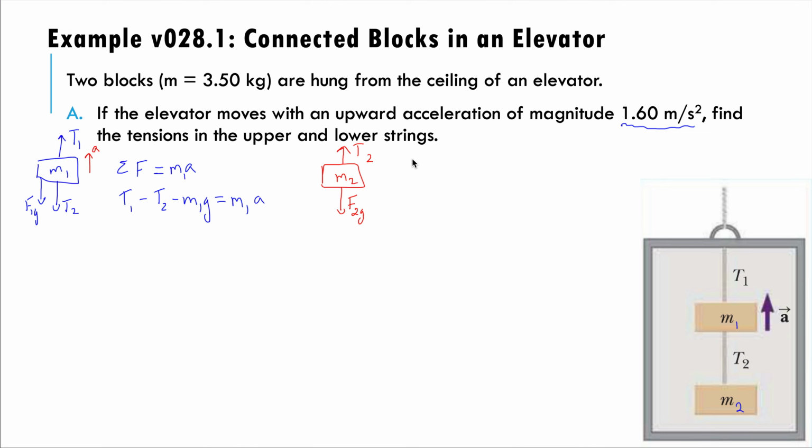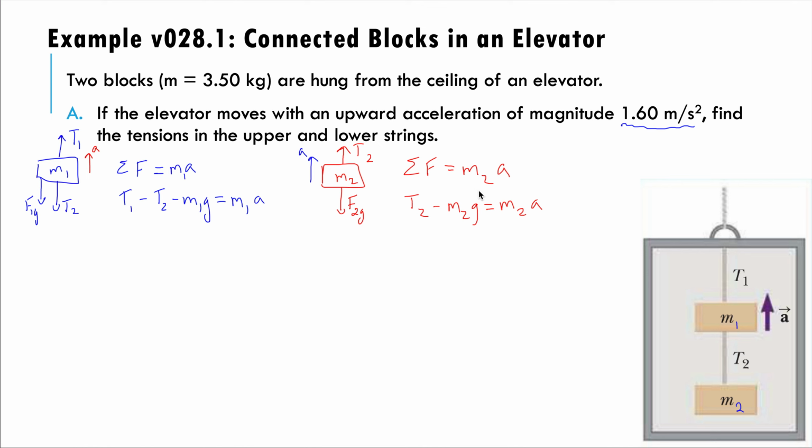Let's write Newton's second law. Sum of forces equals M2A. Let's not forget the acceleration as well. Acceleration is upward. So we have T2 going up will be positive, and then the weight M2G going down will be negative. The sum of all those forces equals M2A.